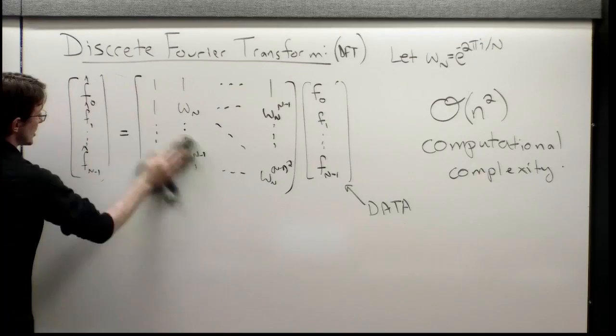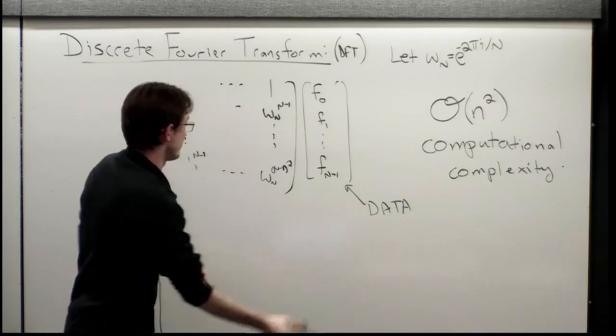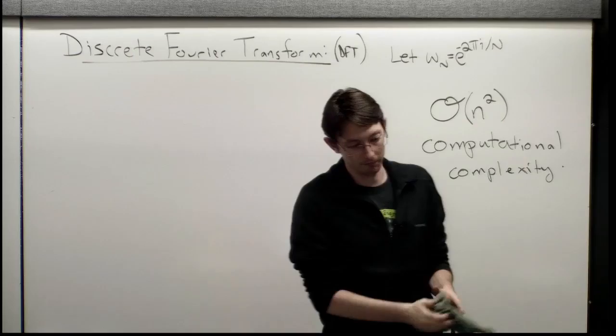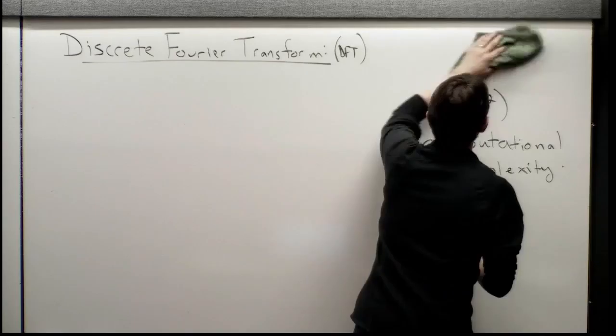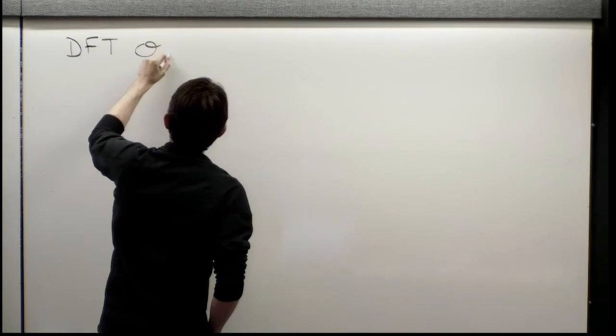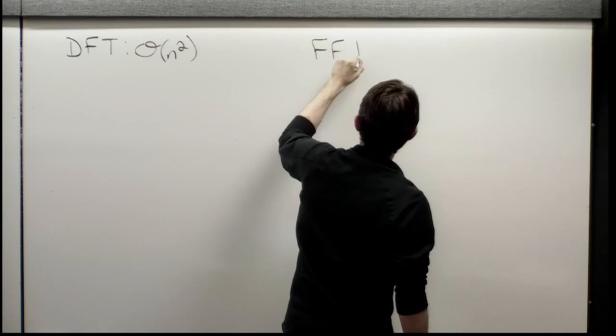So let's just get a feeling for the difference between order n squared and order n log n. Doesn't seem like it's maybe as profound as it is. Okay, so the DFT is order n squared, and the FFT is order n log n.